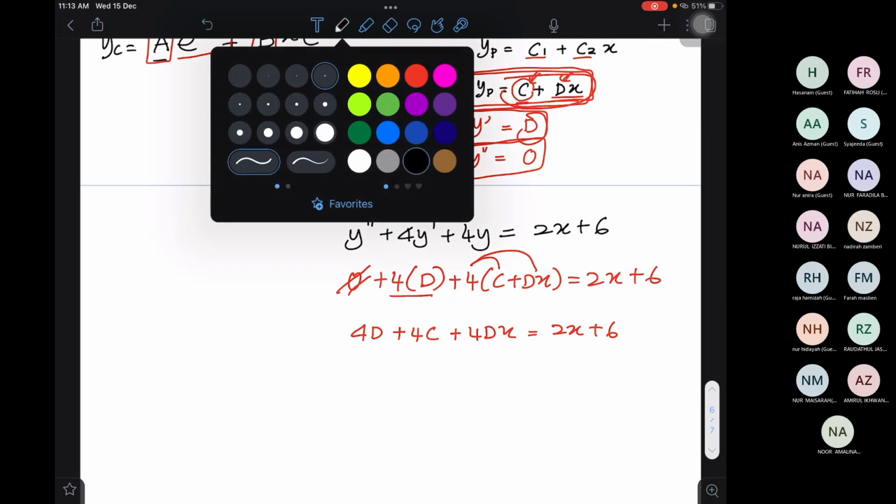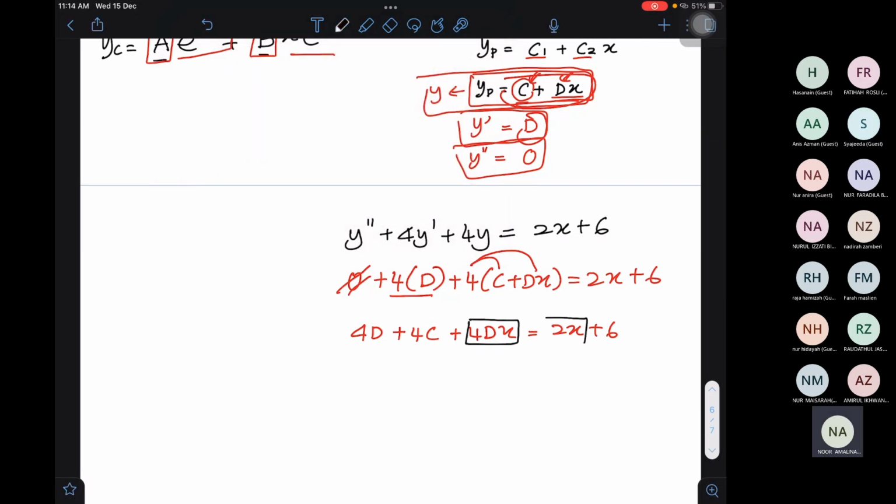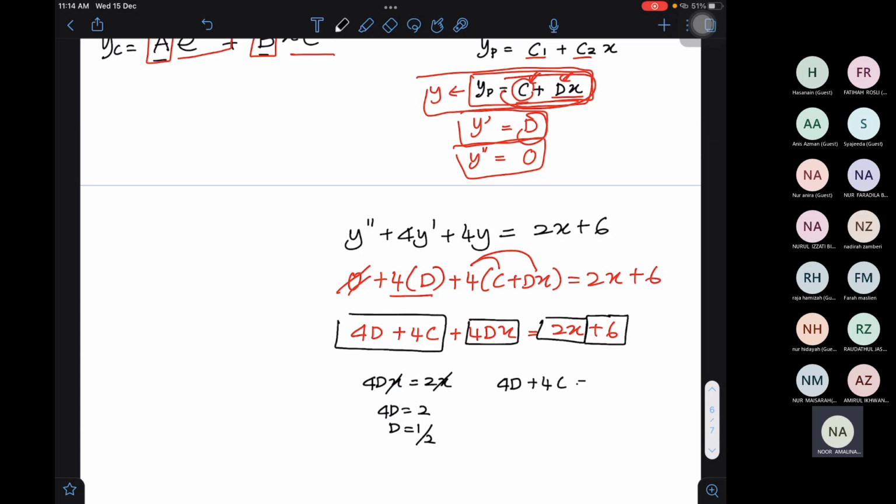Kelas, yang mana ada x, kita compare dengan yang ada x. So kita ada 4Dx sama dengan 2x. So x ni boleh potong. 4D sama dengan 2, therefore D sama dengan 1/2. Yang mana tak ada x, kita compare dengan yang tak ada x. So you have 4D plus 4C equal to 6. D dah dapat. 4 darab 1/2 tambah 4C sama dengan 6. So 4 darab 1/2, 2. Pindahkan ke sana jadi negatif. 4C sama dengan 6 tolak 2, 4C sama dengan 4, C sama dengan 1.